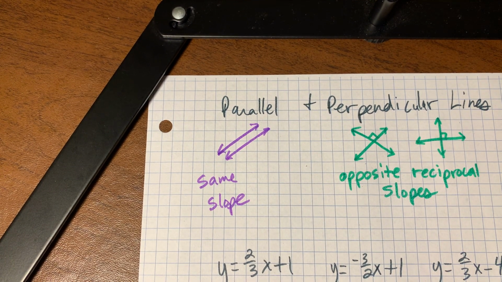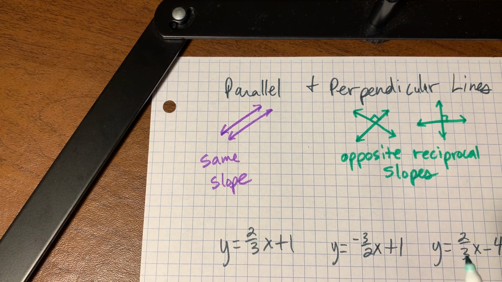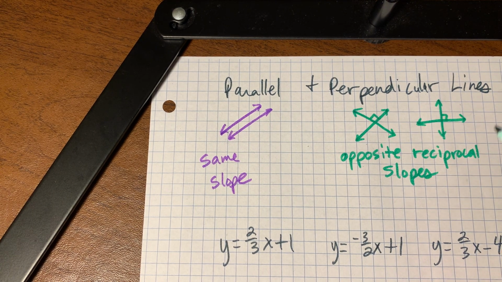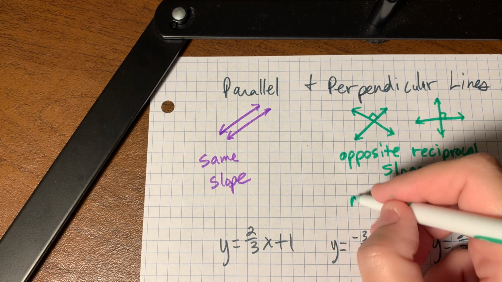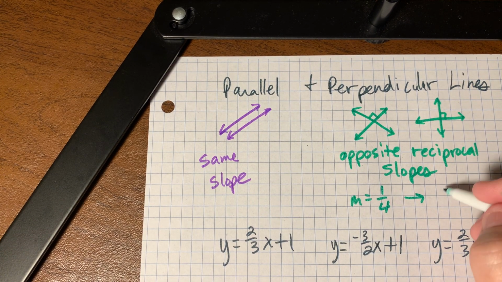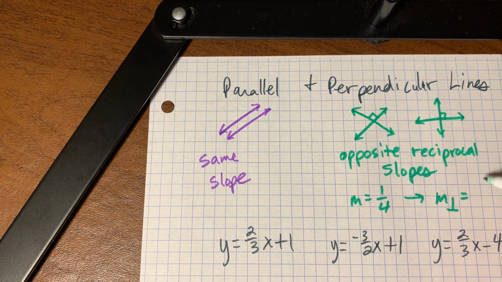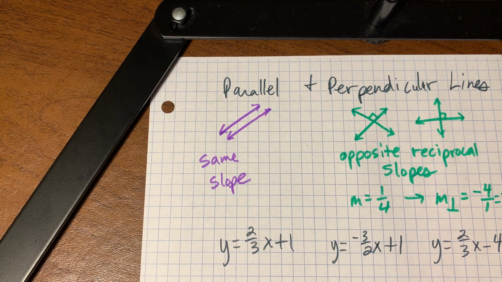So opposite just means different signs, and reciprocal means that you would have it written as a fraction and you would flip it. So the numerator and denominator switch places. For example, if you have one line with a slope of 1/4, the slope of the line that is perpendicular to it is going to be the opposite, -4/1. That's the reciprocal, or just -4.